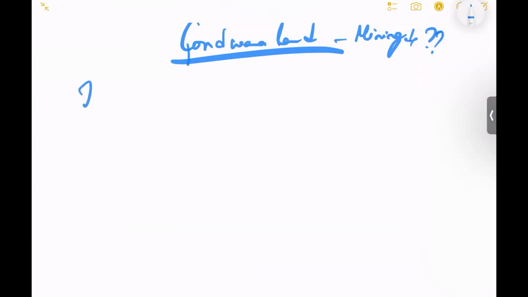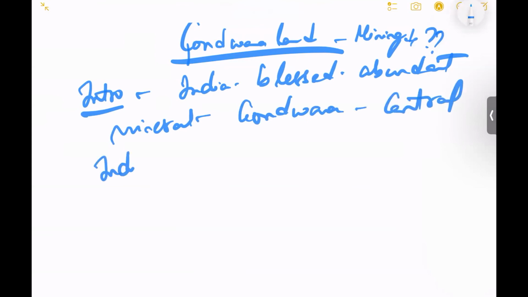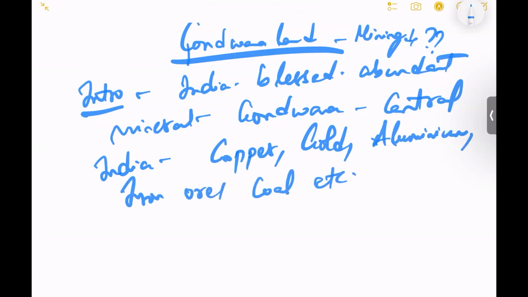So the introduction can be: India is blessed with abundant mineral resources, especially in the Gondwana region, which is called Central India, and many resources like copper, gold, aluminium, iron ore, coal, etc., are available.